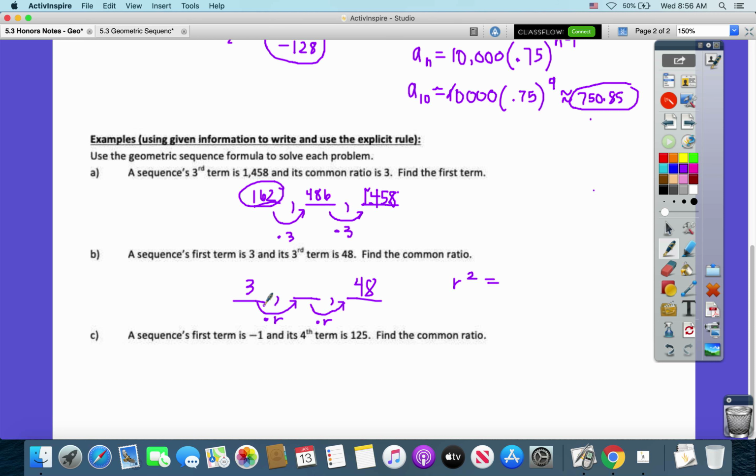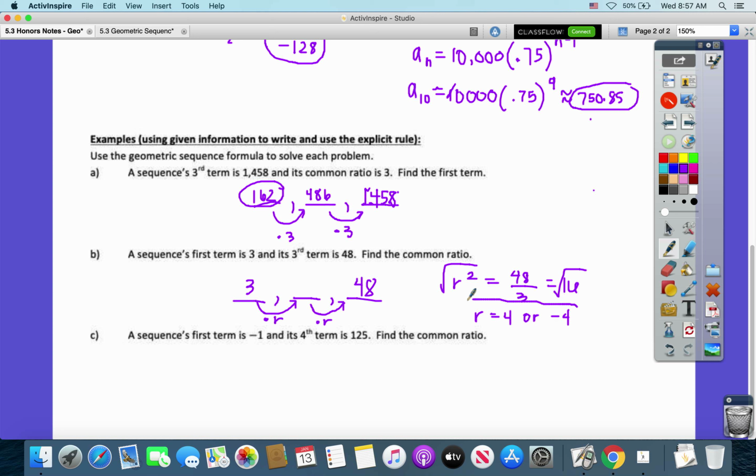And then what is that number to get from 3 to 48 that we would be multiplying by? So take 48 divided by 3. And we get 16. So r squared equals 16. To undo this squared to figure out what r is, we just need to take the square root of each of those, and we get r equals 4. Or it could be -4.